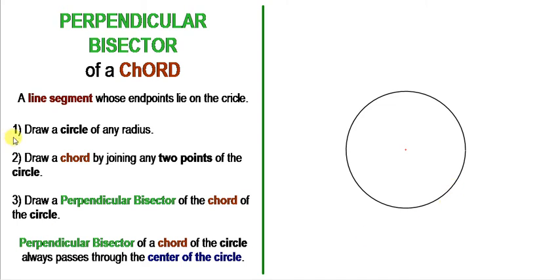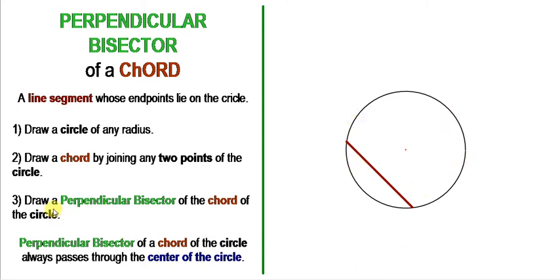What is the first step? The first step, draw a circle of any radius. So I have drawn a circle of any radius. You can draw a circle of any radius, which means you can take a radius of 3 centimeter, 4 centimeter, or whatever you want. The next step is that draw a chord by joining any 2 points of the circle. As we have discussed what is the chord, you are supposed to just draw a chord. I am joining these 2 points of circle and I have got this chord. So draw a chord. You can draw any chord. You can also draw a chord somewhere here in the circle. Okay, but I am drawing here.